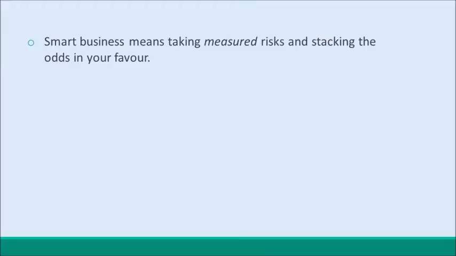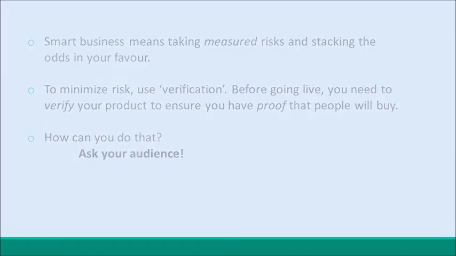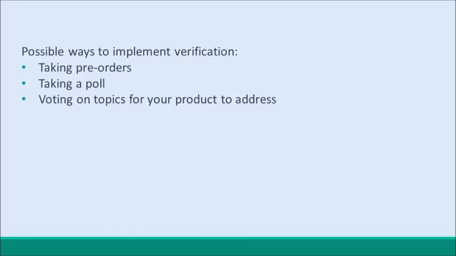And when it comes to selling products, we do this using a strategy called verification. You need to verify your product idea before you go live, meaning that you're going to ensure you have proof that people will buy it before you start pushing it. How can you do that? Simple. Ask your audience. This might mean taking pre-orders, but it can just as easily mean making a poll.